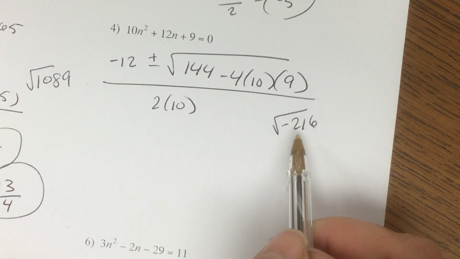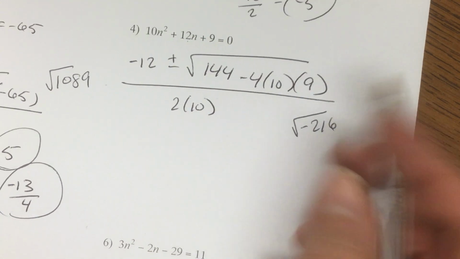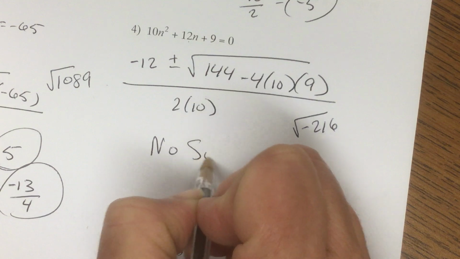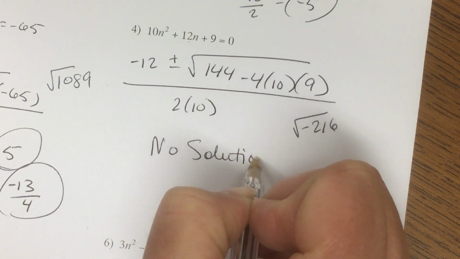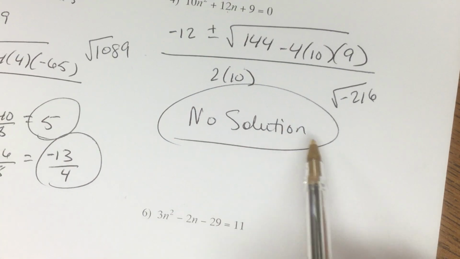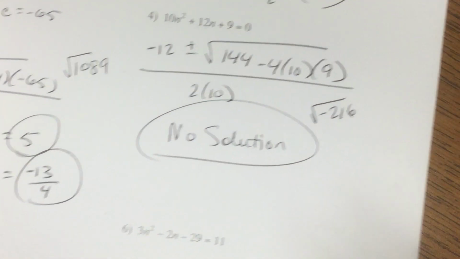So if you have a negative on the number inside your radical, your answer is no solution. And on Schoology, for it to count it correct, you need to write the word out like that.